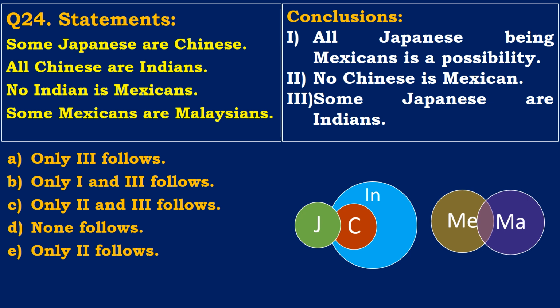Moreover, there is no relationship between the Chinese and Mexicans. Hence, conclusion 2 is correct. According to trick 1, conclusion 3 is correct. As a result, only conclusions 2 and 3 follow the statement. Hence, option C is the correct answer.